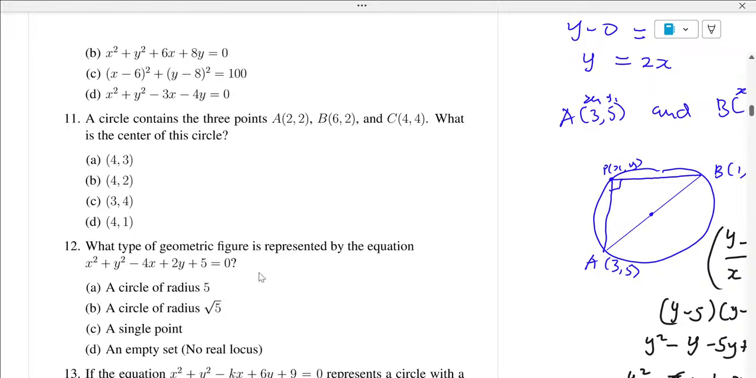Okay, so have you been able to find your center?